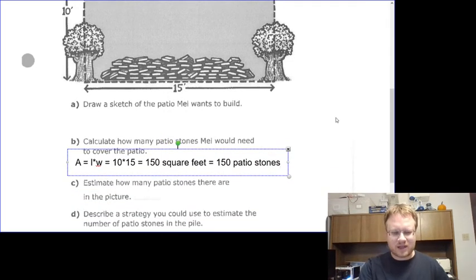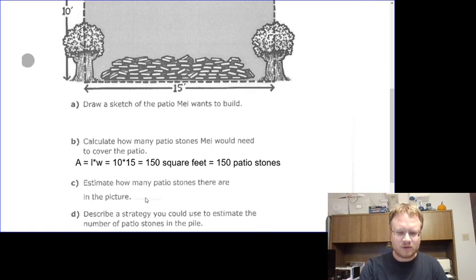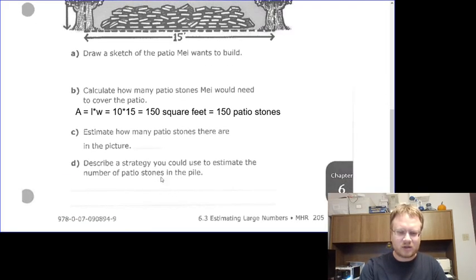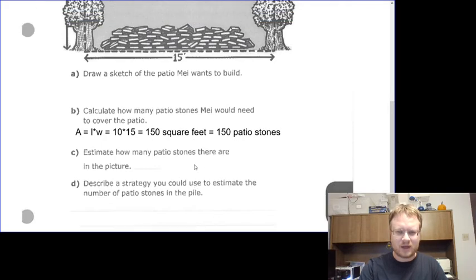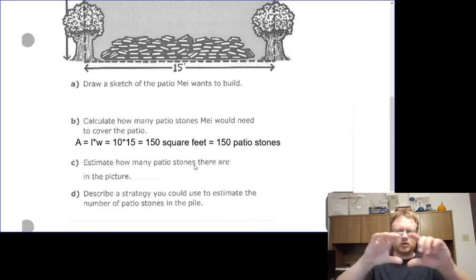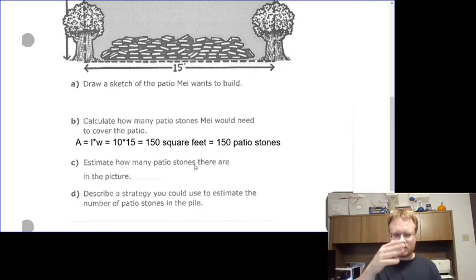Question C asks us to estimate how many patio stones there are in the picture and devise a strategy you could use to estimate the number of patio stones in the pile. We're going to treat this just like the picture on the previous page. I'm going to look at all my patio stones, and I'm going to divide it into sections and see how many are in each section. So let's take a look.